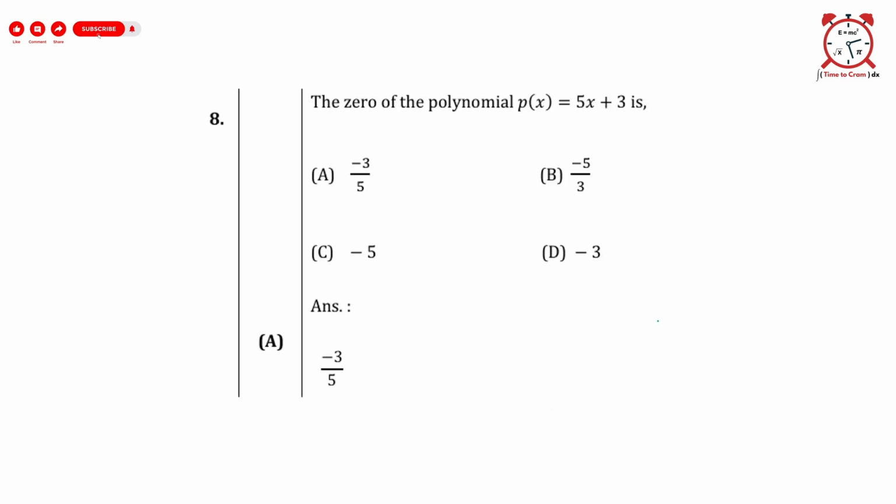Next question, the zero of the polynomial p(x) equal to 5x plus 3 is, we have to compare 5x plus 3 with 0. So after comparing and transposing, 5x equal to minus 3. So x equal to minus 3 by 5 by transposition. So our answer is a, minus 3 by 5.